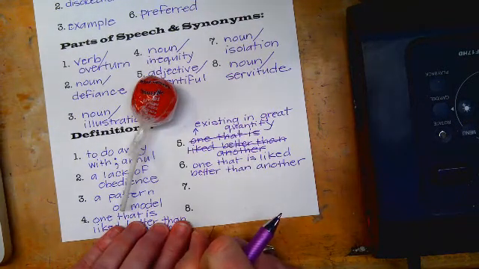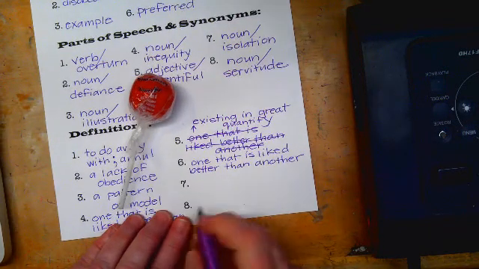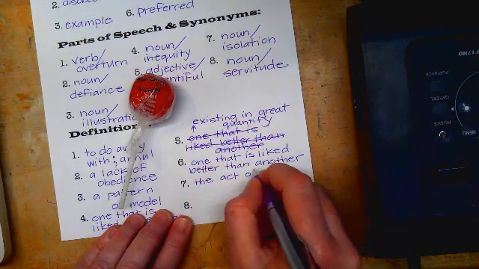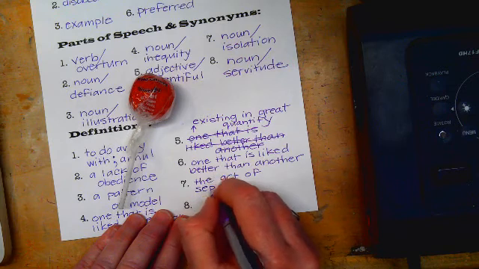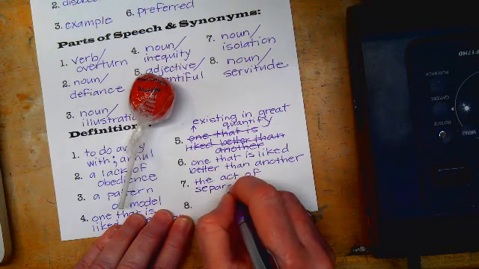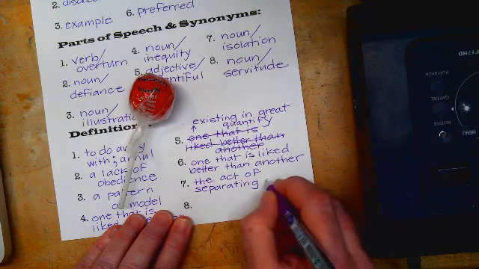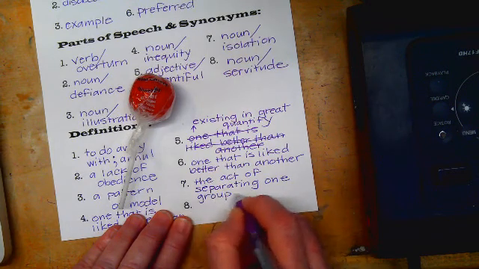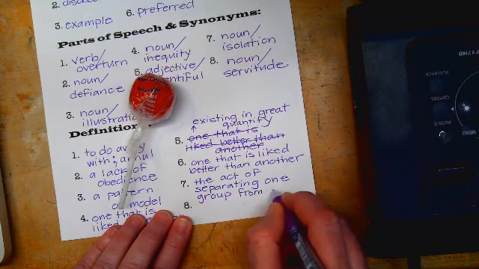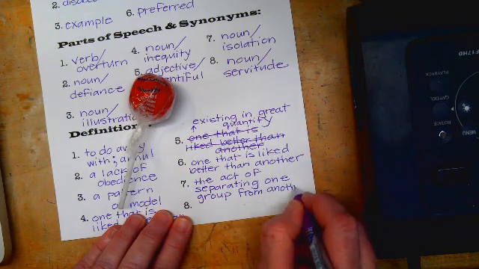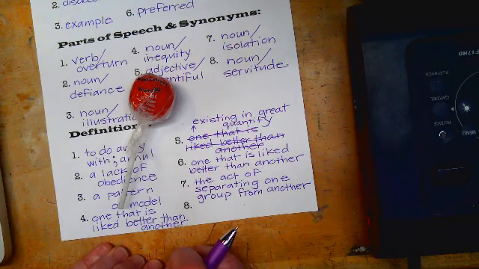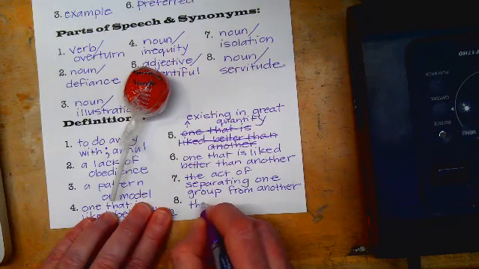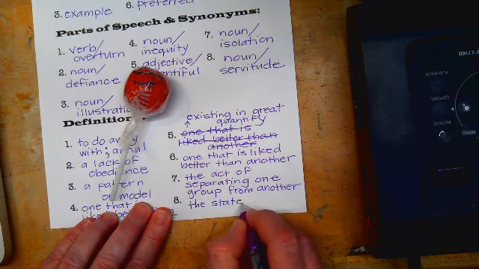Okay, number 7 has to match segregation because that's number 7 in alphabetical order, and so that's the act of separating one group from another. Okay, and my last one is slavery. And slavery is the state of severe toil.